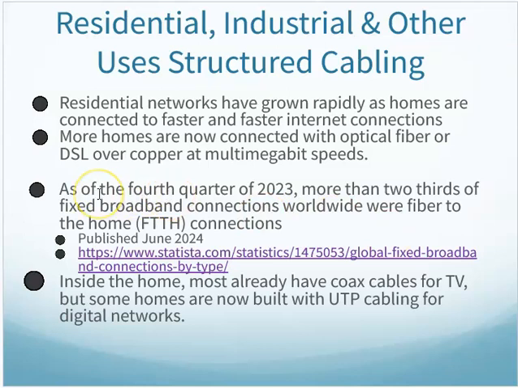And I grabbed this stat. The book had a stat in here about the number of fiber connections to the house. I grabbed a more up-to-date one from this past summer. As of the fourth quarter of 2023, more than 2/3 of fixed broadband connections worldwide were fiber to the home. And that's, in our area, we think of Verizon, Fios, and that sort of stuff. But there's a lot of other providers that are actually bringing fiber to the side of your house. And then that unit on the side of your house might be converting into coax or twisted pair for internally in your house.